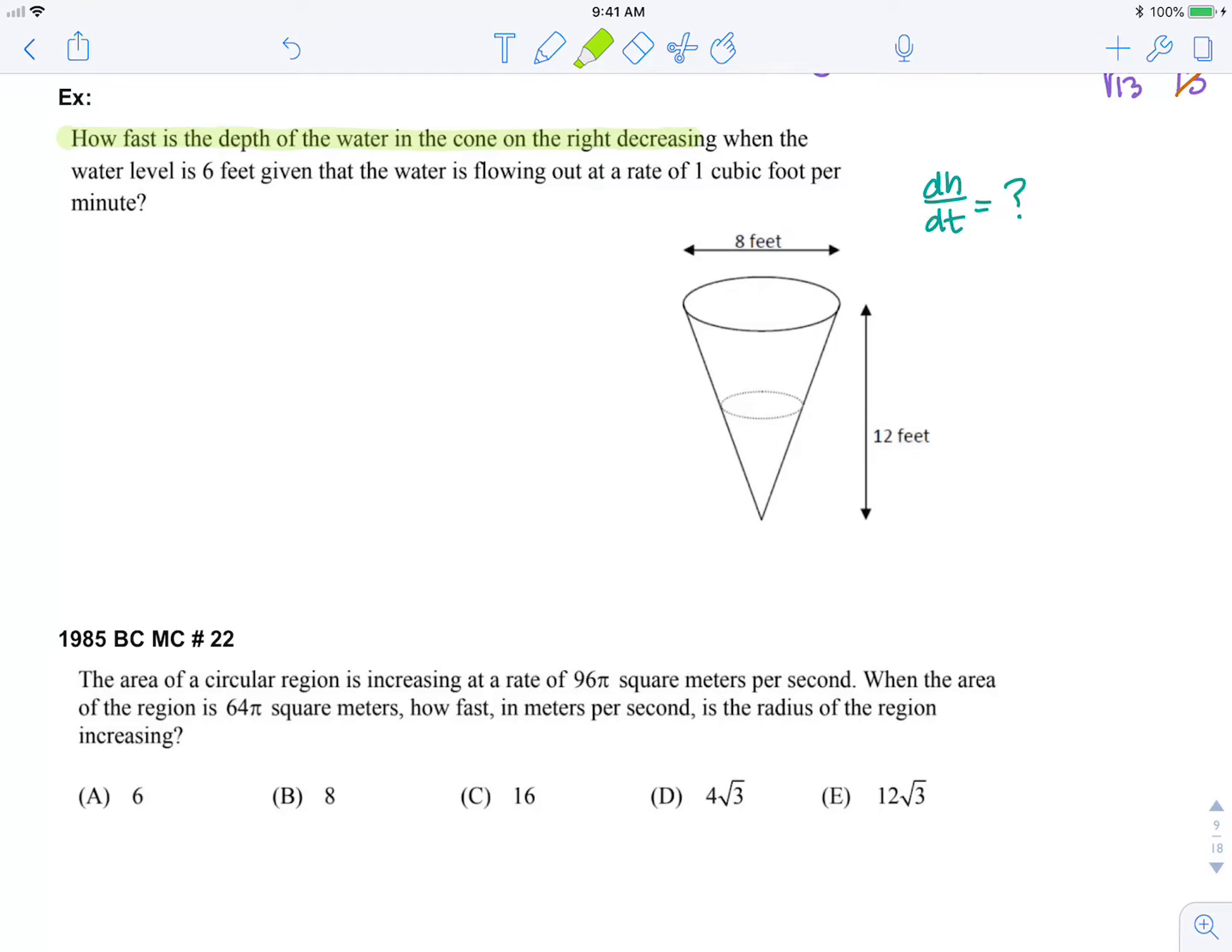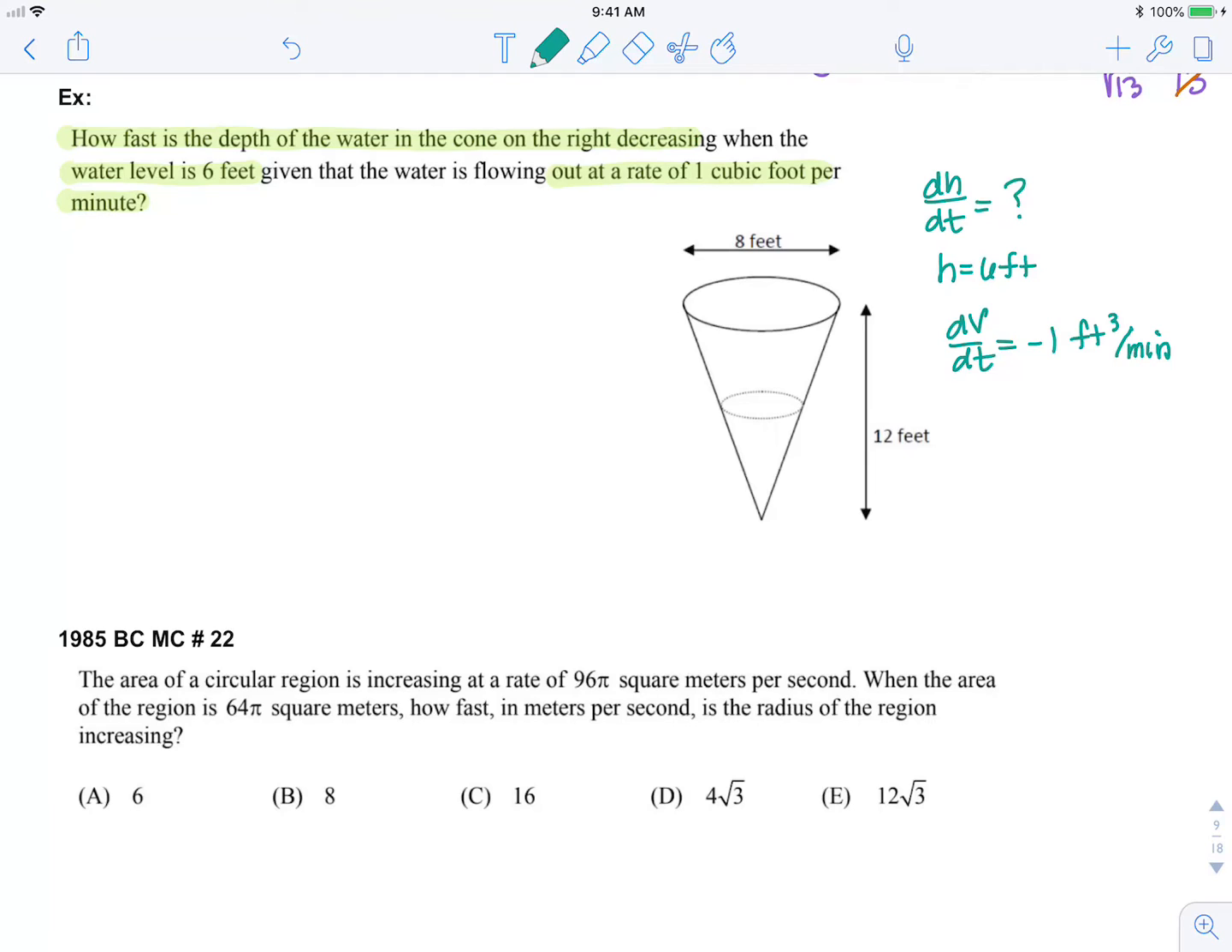And they're saying the water level is 6 feet. So that means the height of the water is 6 feet. And it's flowing out at a rate of 1 cubic foot per minute. So that is the change in volume with respect to time is -1 feet cubed per minute.